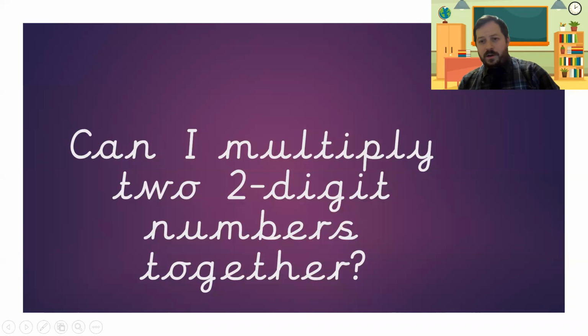Hello, and here we are for our first math lesson of this week. Our target for today is that you can multiply two two-digit numbers together using a column method. So we're moving on from the grid method and looking at the more efficient column method and seeing what we can do with that.